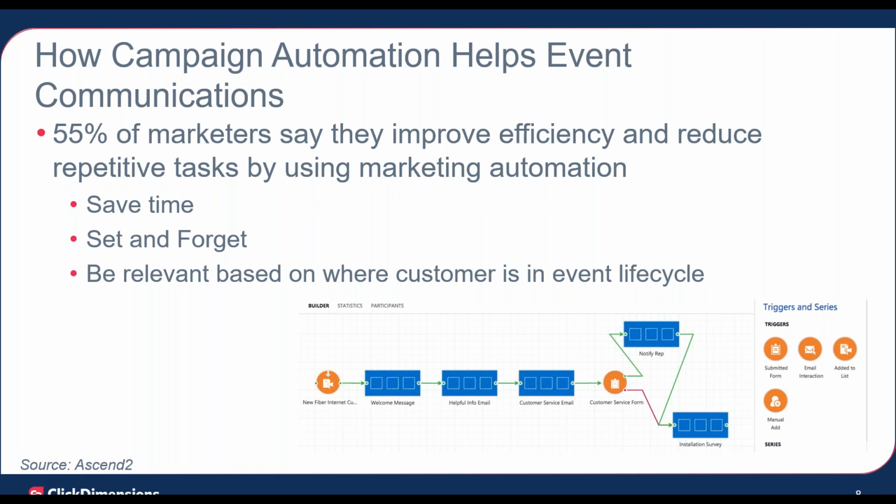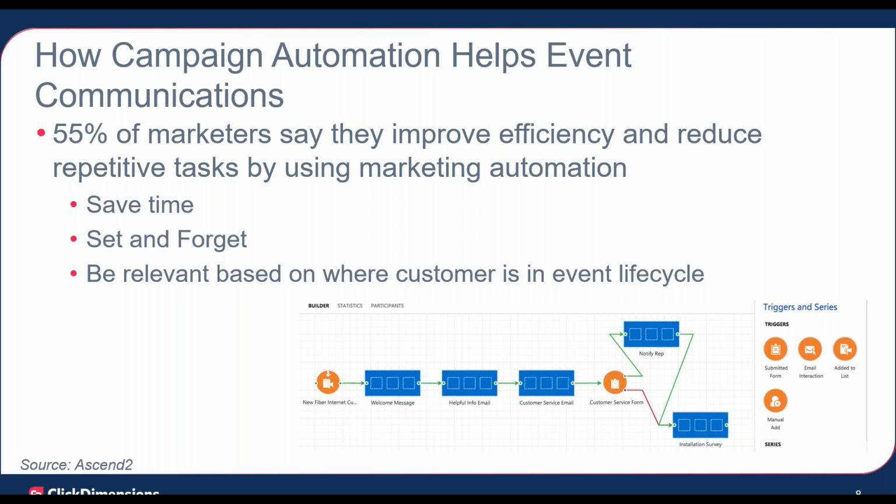55% of marketers say that they not only improve efficiency, but they reduce repetitive tasks when they use marketing automation. What's more repetitive than sending the same webinar invite out multiple times to drive registrants for your webinar? By creating a campaign automation and having a webinar invite cadence or an event invite cadence, you save time, you're able to set it and forget it and know that people are getting the appropriate correspondence based on where they are in your event lifecycle, which also allows you to be more relevant in your communications.